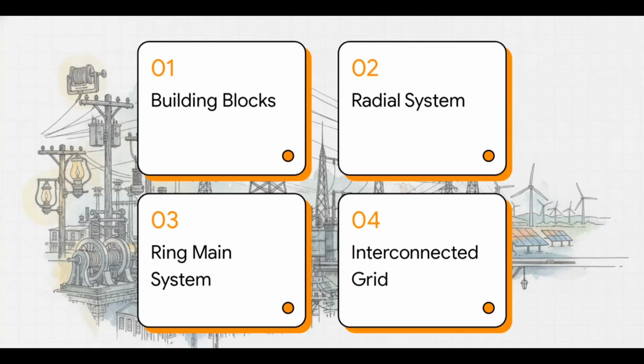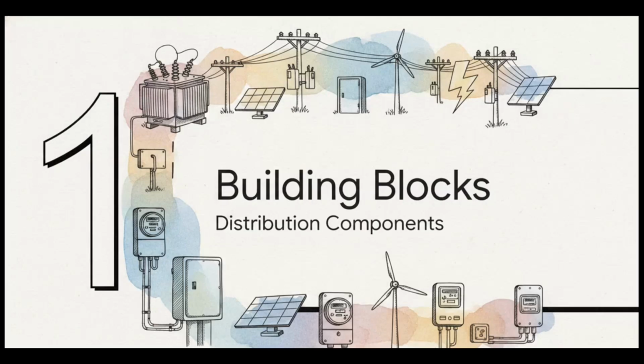Here is our roadmap for today. We'll start with the building blocks of distribution, move on to the radial distribution system, then the ring main system, and finally wrap up with the interconnected distribution grid. All right, part 1, the building blocks of distribution.